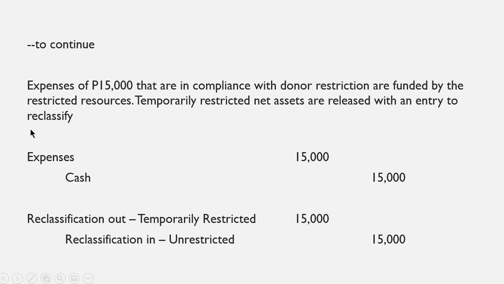See, okay, although yung expenses natin is related to a temporarily restricted asset, still it is a reduction to the unrestricted net asset dahil kinlassify natin yung related temporarily restricted net asset to the unrestricted net asset classification. Okay? So that's how you classify or you reclassify a temporarily restricted net asset to unrestricted net asset classification.